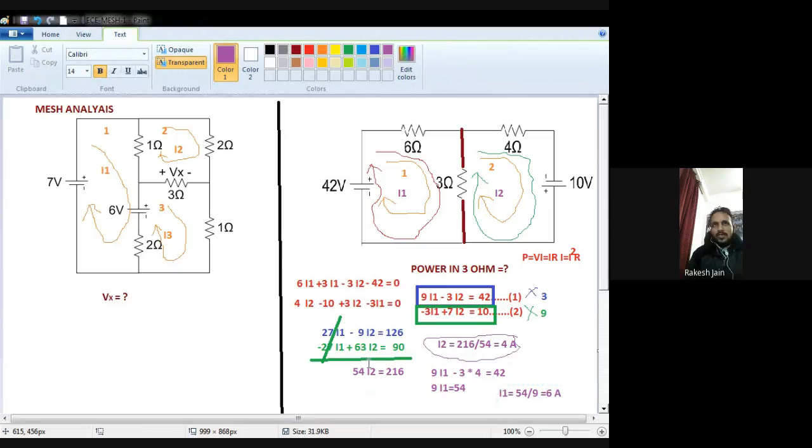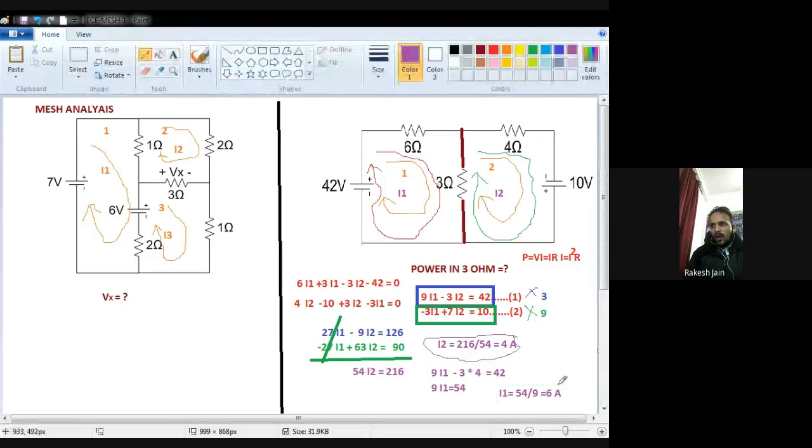Okay. So there are two currents passing through this 3 ohm resistance. So power is equal to I square R. So what is the current through this 3 ohm resistance? One is I1, one is I2, and both directions are opposite to each other. So first of all I have to find out the value of I1 as well as the value of I2.